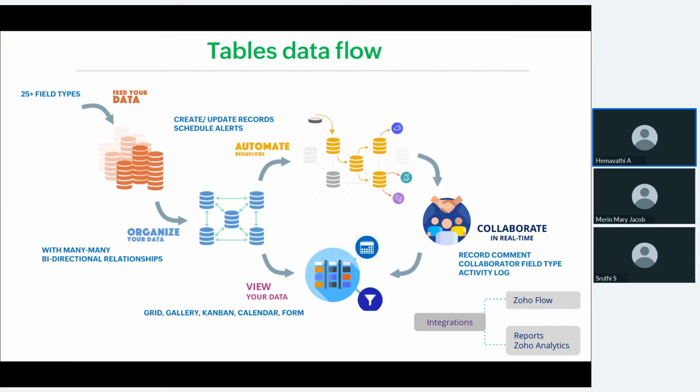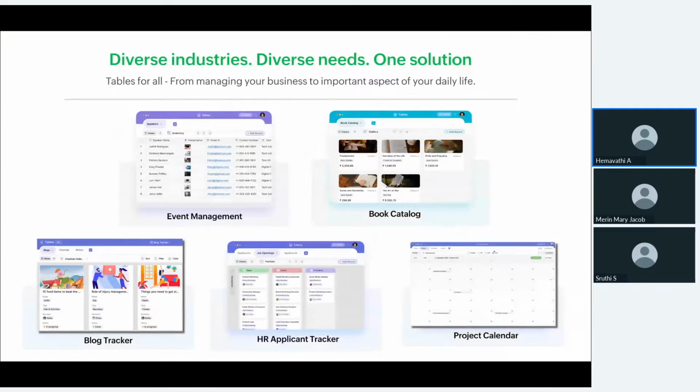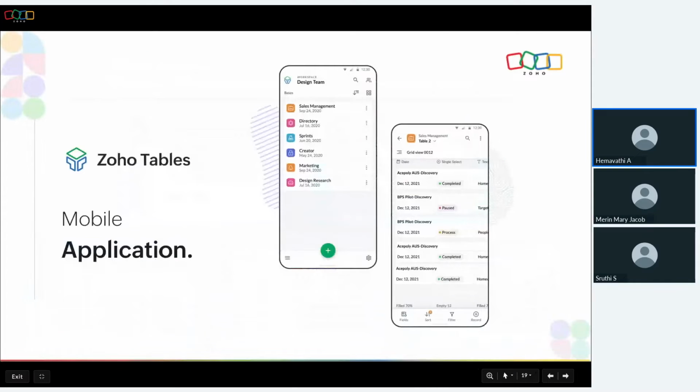And you can even collaborate in real time, and you can comment on every single record, pay attention to detail, and see changes unfold in real time. And you can keep track of all the activities and see who made what change and when. And you can even automate many behaviors to get things done faster. And there are multiple use cases. Either you can create one from scratch, or you can spin off from what we have created. And you have all the powerful features of Zoho Tables available in a compact mobile application for you as well.